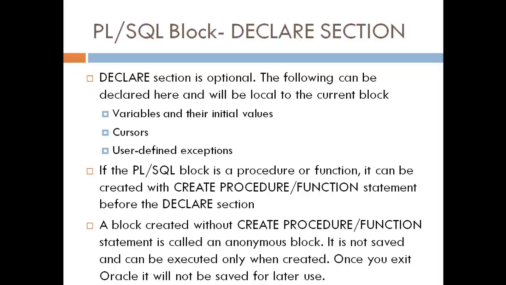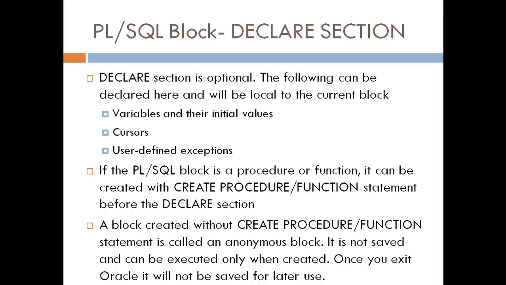If the PL/SQL block is a procedure or a function, then it can be created with a create procedure or create function statement before the declare section. That means if you are going to create a procedure or a function, you have to give the create procedure or create function statement before the declare section. A block created without a create procedure or create function statement is called an anonymous block. That means it does not have any name, so it is not saved and can be executed only when created.